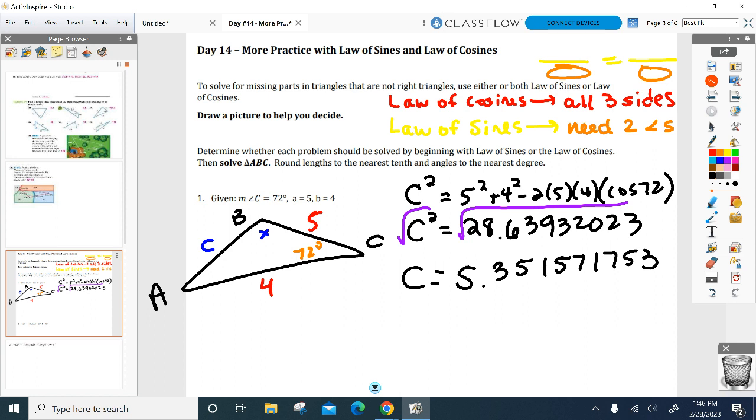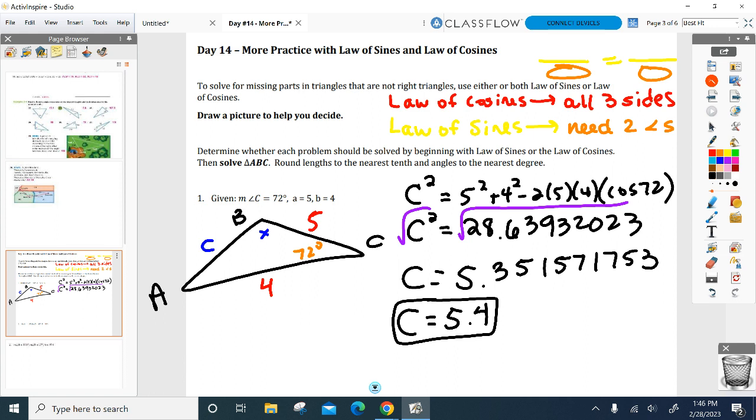All right, so that's what I get when I take the square root. I look up above, rounding directions: round lengths to the nearest tenth. So my C value is going to be 5.4. Just want to make sure everyone's with me and caught up here. Everyone all good? Any issues finding the third and final side before I find another angle?